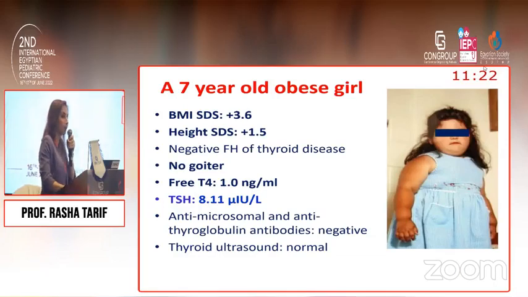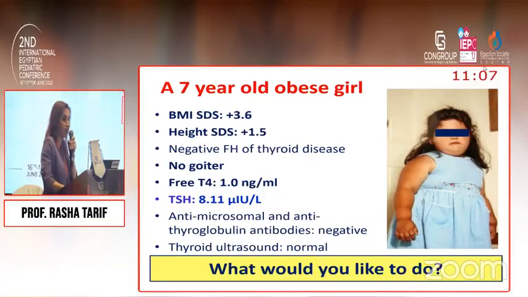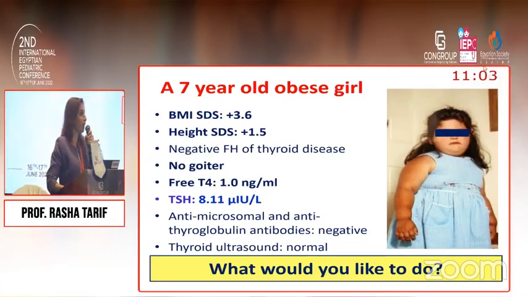What about this 7-year-old obese girl? She's obese, but she's very tall. She's not short like the previous case. There is no goiter, T4 is normal, TSH is highish, antibodies are negative, and ultrasound is normal. Who would like to treat this girl? Anyone would like to treat this obese girl?